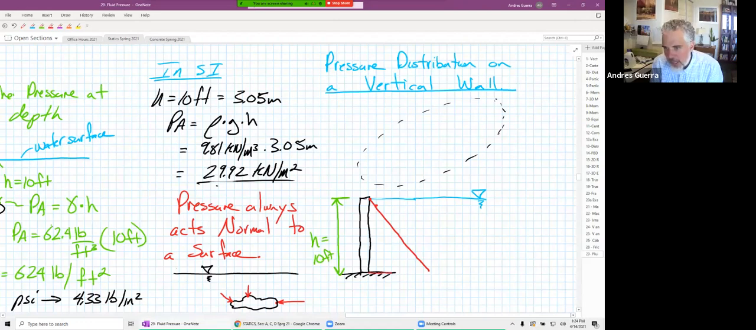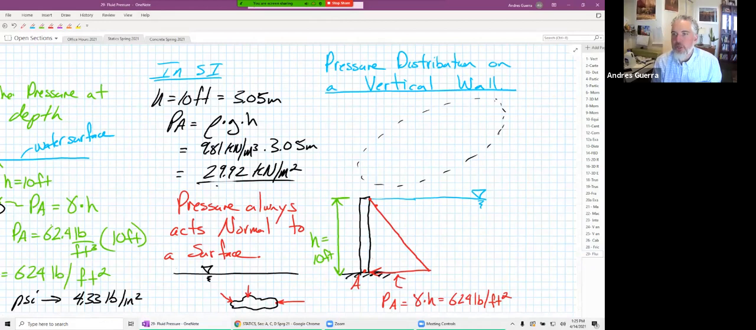And so what we see on this wall here is a triangular pressure distribution. If we calculate the pressure down here, we can call this point A again. Our pressure at A is going to be equal to gamma times H, or what we found before, 624 pounds per square foot, since we're at a 10-foot depth there.